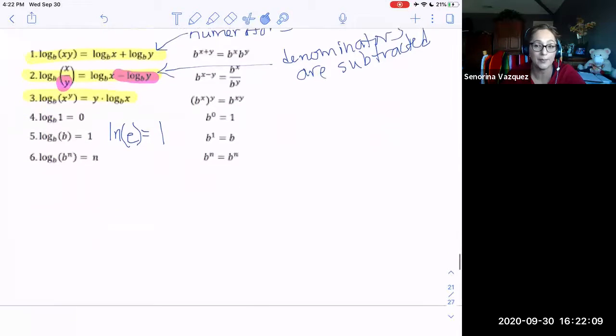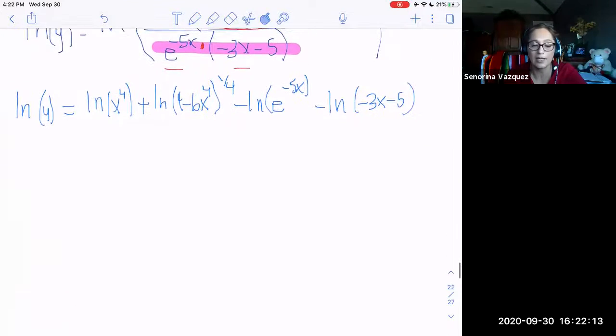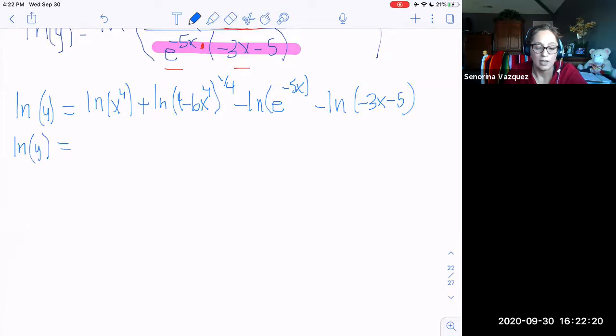Now I'm going to use the power property that says take the power and put it down in front. So we're going to take the power and put it down as a coefficient. Okay, so powers get brought down to become coefficients. Left side is still the natural log of y.